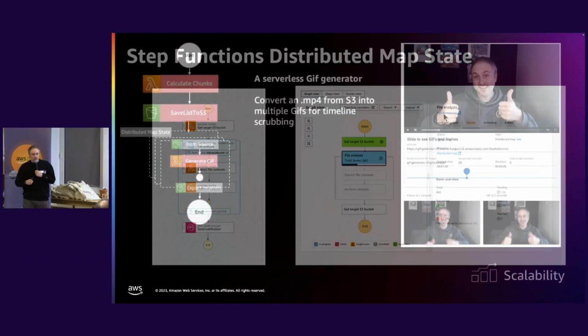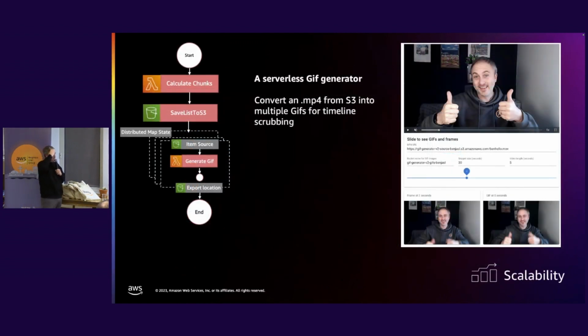Here's the best example I can think of to explain the kind of scale that this gives you, right? So here's an application that I built last year as a demo at re:Invent, which allows you to drop any MP4 file into an S3 bucket and generate a GIF animation for every 30 seconds of that MP4 file. And then that's loaded by this front end, which allows you to scrub across a kind of timeline. So you have a timeline scrubber for your MP4 file.